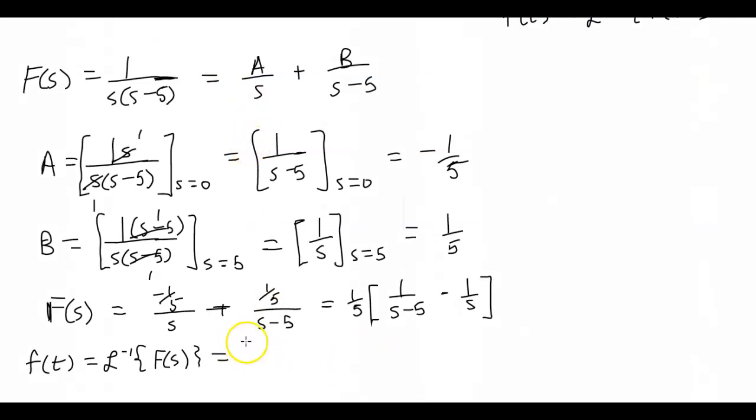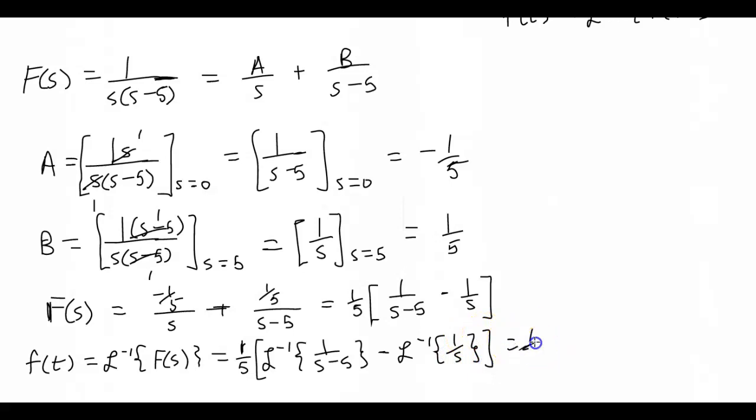So we could just say this is 1/5. And then, of course, if we do the inverse Laplace transform of this minus inverse Laplace transform of that, then that would just be 1 over 5 e raised to the 5t minus here 1.